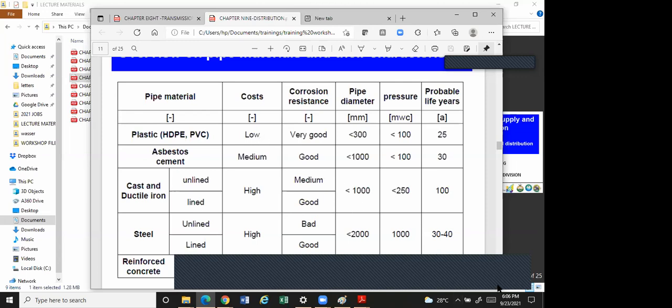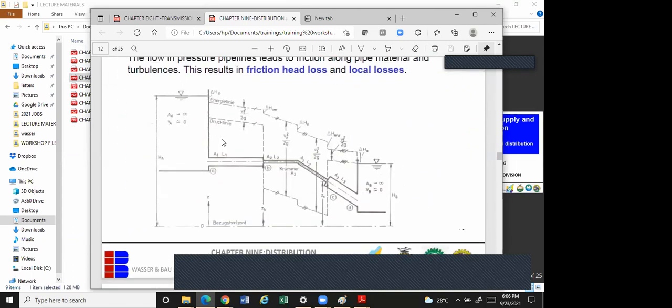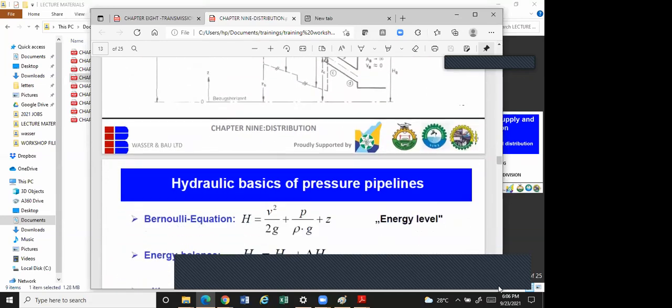So these are the things in chapter 9. Please read and understand the other ones. My friend has explained the energy line and pressure line, and the difference between them. Every water has three energies: potential energy, kinetic energy, and geodetic height energy.